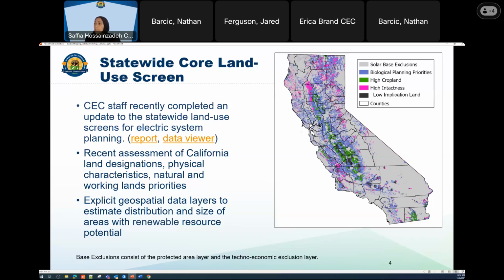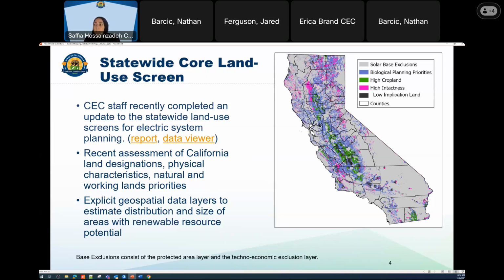And you can review a description of all of these categories and data layers in the land use screens report that the CEC released earlier this year. And we have an accompanying data viewer to help elucidate these data sets further.